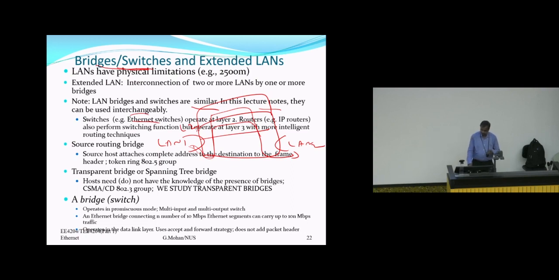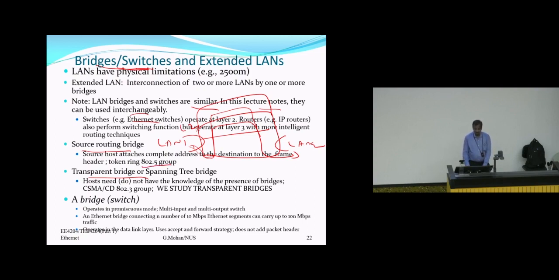There are two types of bridges developed. One is the source routing bridge. The other one is the transparent bridge or spanning tree bridge. As I have been mentioning earlier, there were two groups, the Ethernet group and the token ring group. Ethernet was developed or promoted by Xerox, Digital Corporation, etc. Token ring was promoted by IBM. Both were working on how to put multiple local area networks together to form a single extended local area network. The source routing bridge was developed by 802.5, the token ring group.